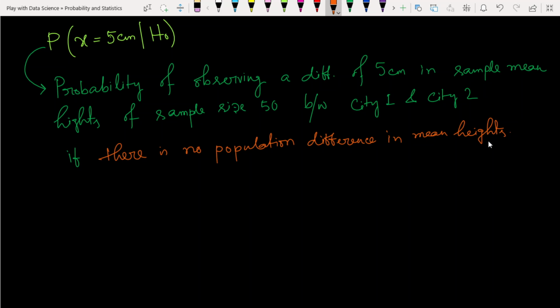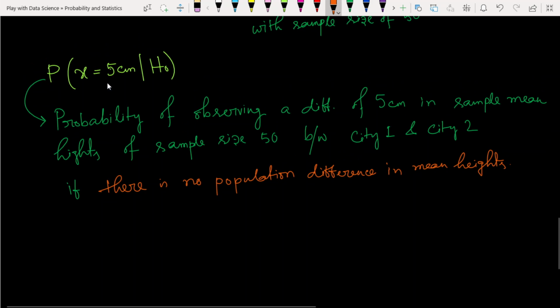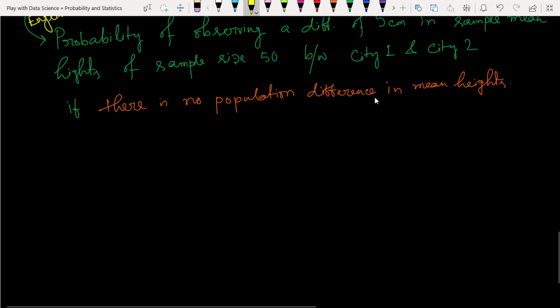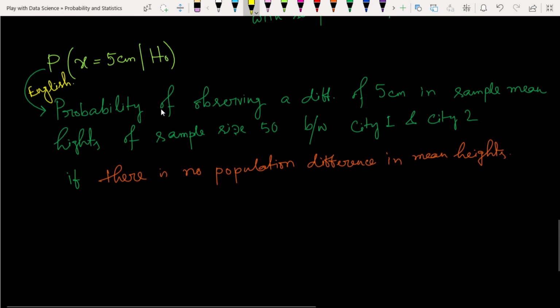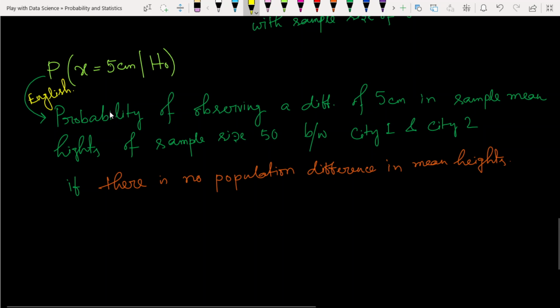In mean heights. That's the thing. That's the actual literal meaning in English. If you write this thing in English, it means this is the simple probability of observing a difference of 5 centimeters in sample means of height, with sample size 50, between the two cities C1 and C2, if there is no population difference in mean heights. This is the simple definition of the probability.